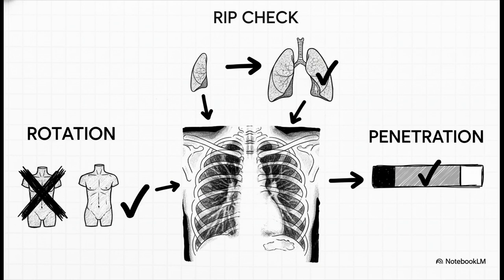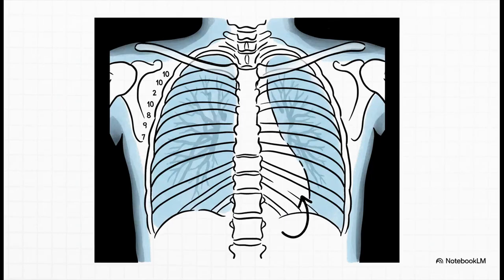Basically, was the patient standing up straight? Did they take a deep enough breath? And was the X-ray exposure, the brightness, just right? Let's just zoom in on inspiration for a second. Here's a really simple rule of thumb. You count the ribs. On a really good X-ray, where the patient took a nice deep breath, you should be able to count about 10 of the posterior ribs. That tells you the lungs are fully expanded, and it's giving you the best, clearest view possible.